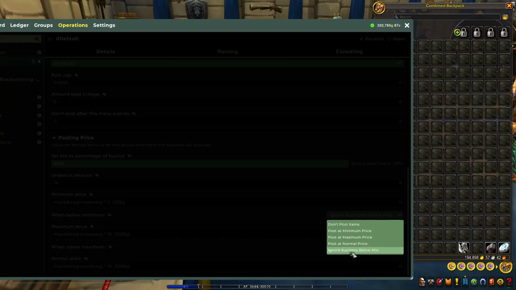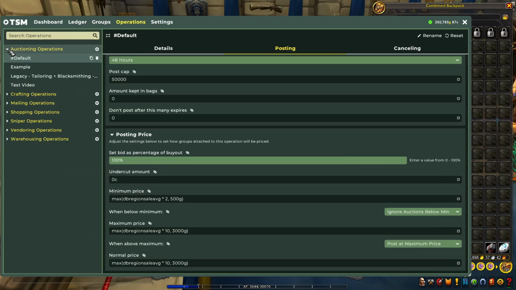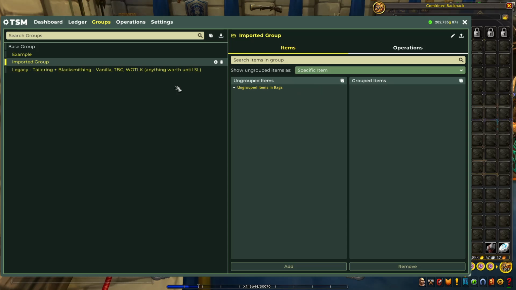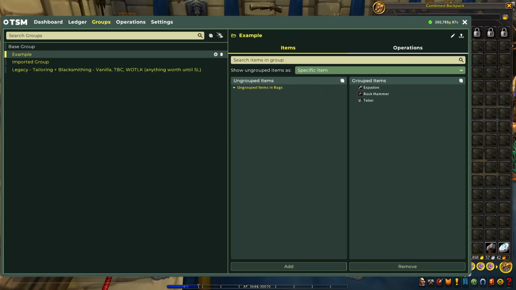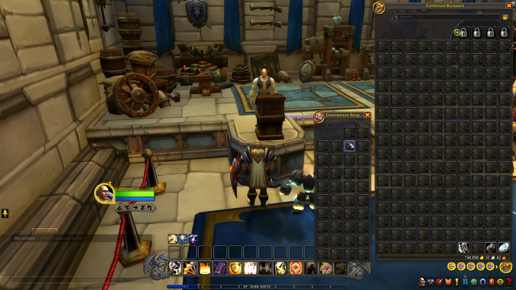So yeah, I really recommend you use this one, to be honest. Ignore options below min. Many people don't even understand this one, and it's really good. So that's pretty much the entire explanation. Then you can also do groups for items with TSM. TSM gets really complex, and we could get into a lot of detail, but that's the short explanation, the basic guide for posting transmogs and such.